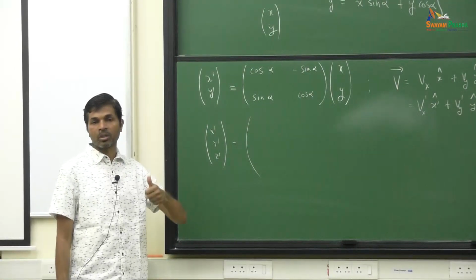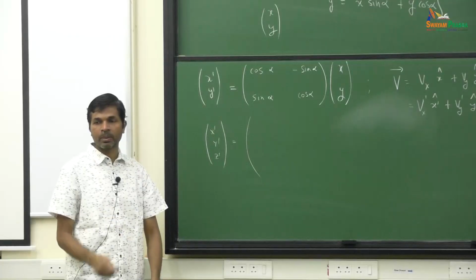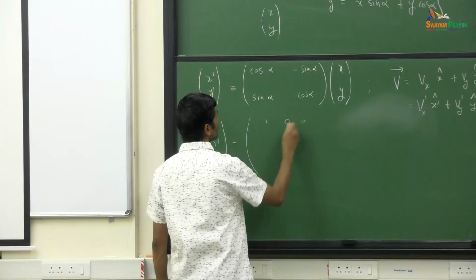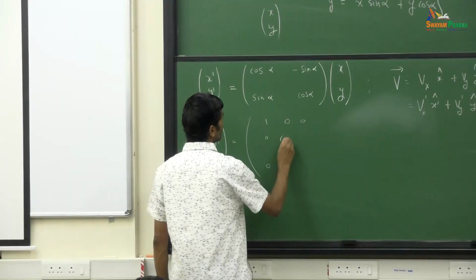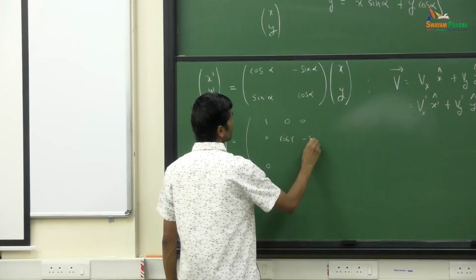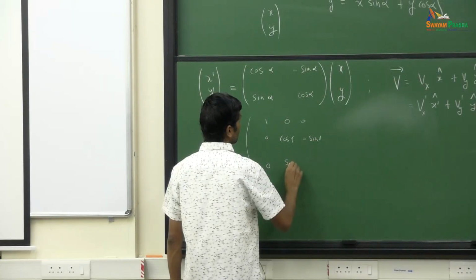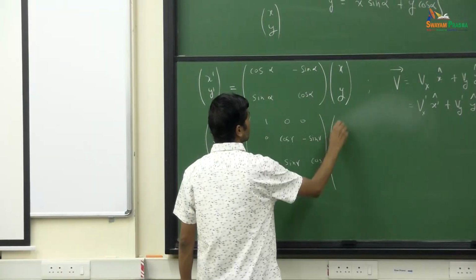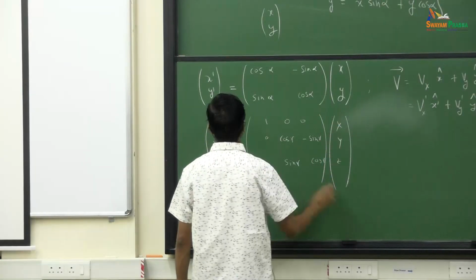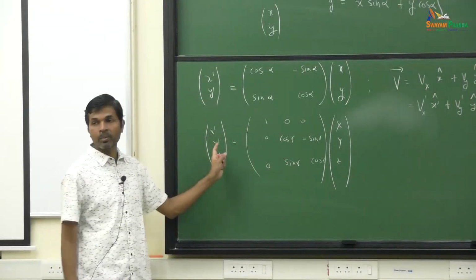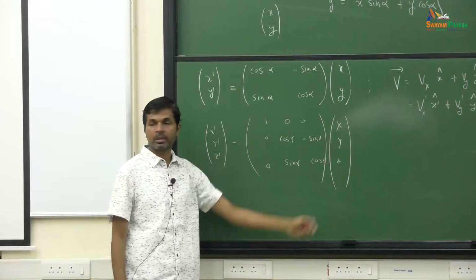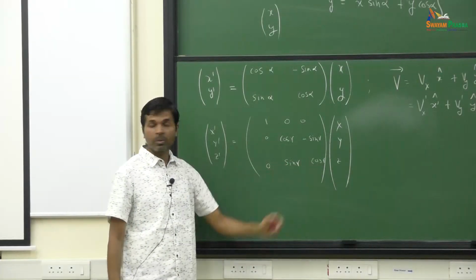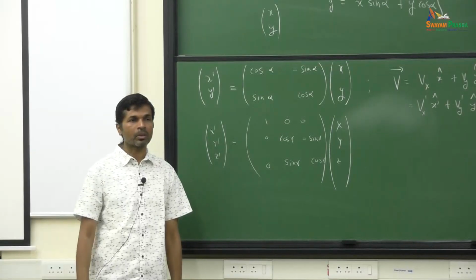The x value will not change, only the yz values will mix among themselves. So that will be the matrix [1 0 0; 0 cos gamma, minus sin gamma; 0 sin gamma, cos gamma] times (x, y, z). So x prime will be x, y prime will be cos gamma y minus sin gamma z, z prime will be sin gamma y plus cos gamma z. This is how it will be.